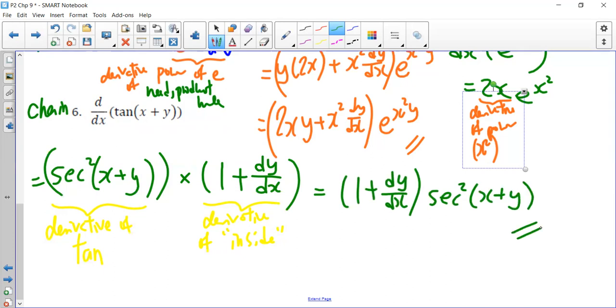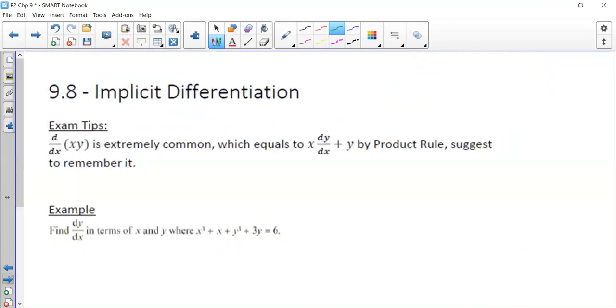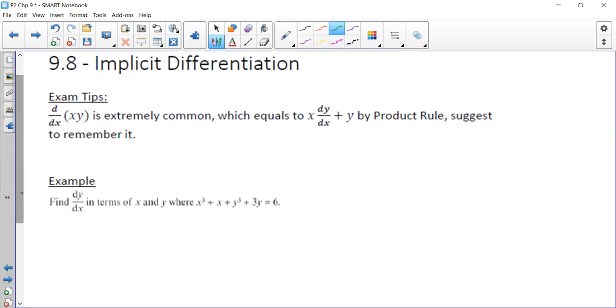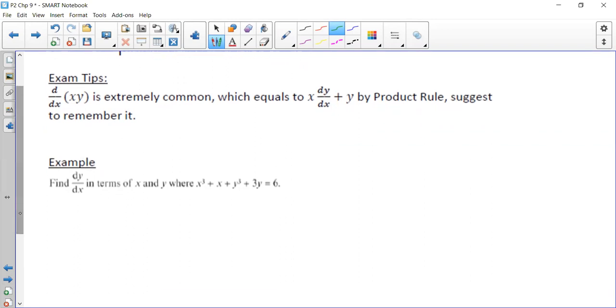Okay, exam tips. The derivative of xy is extremely common, which equals x dy by dx plus y, by product rule. We've done that in an example before. I suggest you remember it. Will I do it now? Probably not, because if you know your product rule by heart, you can generate it quite easily: v du plus u dv. But if you don't remember it, feel free. Our brain only has a certain number of brain cells, which we want to save for something important, for example, what should we have for dinner tonight?